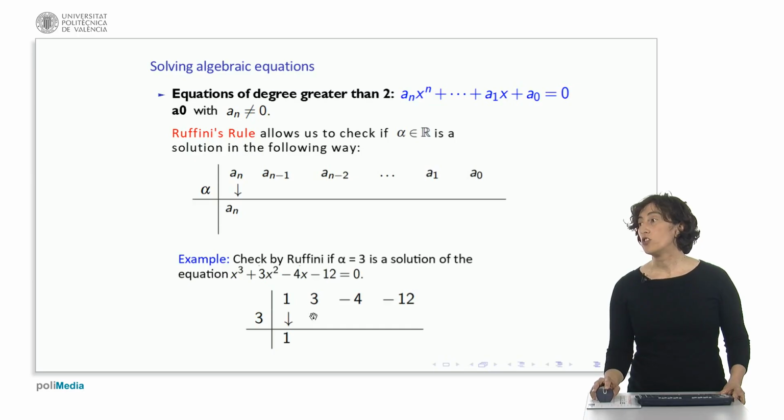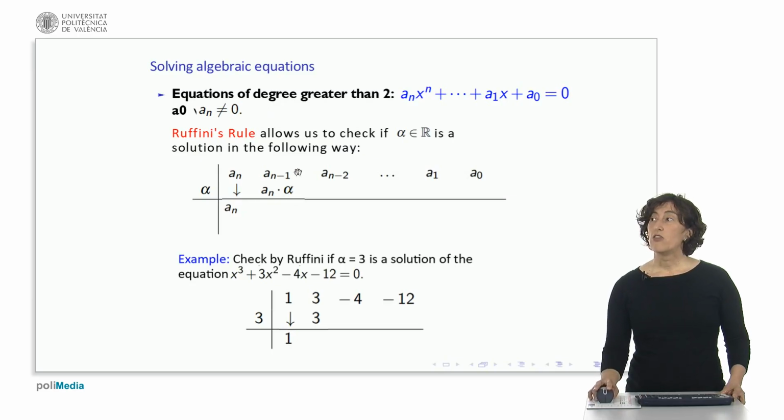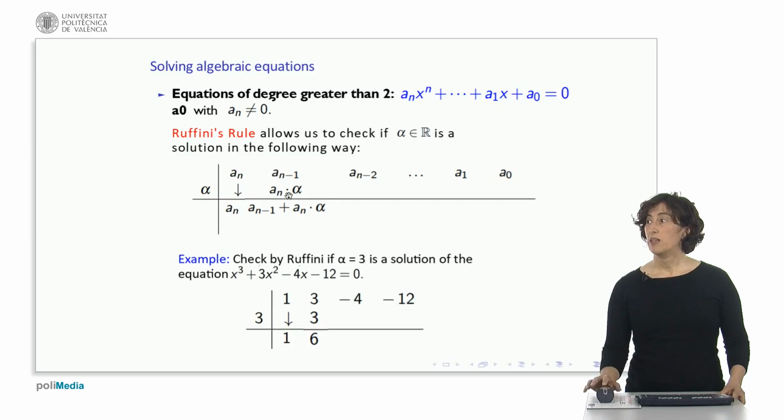As we have said, the first one goes down directly. What do we do next? Well, we multiply this a sub n by alpha, and we put it here. And now we add it to a sub n minus 1 plus a sub n times alpha. With numbers, we can see that 1 times 3 is 3, and 3 plus 3 is 6.